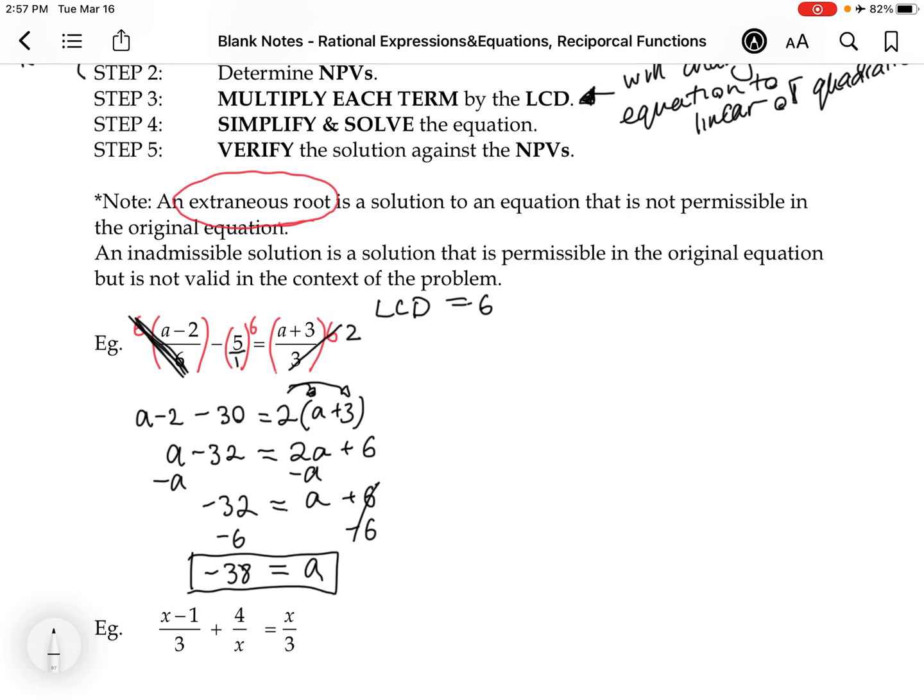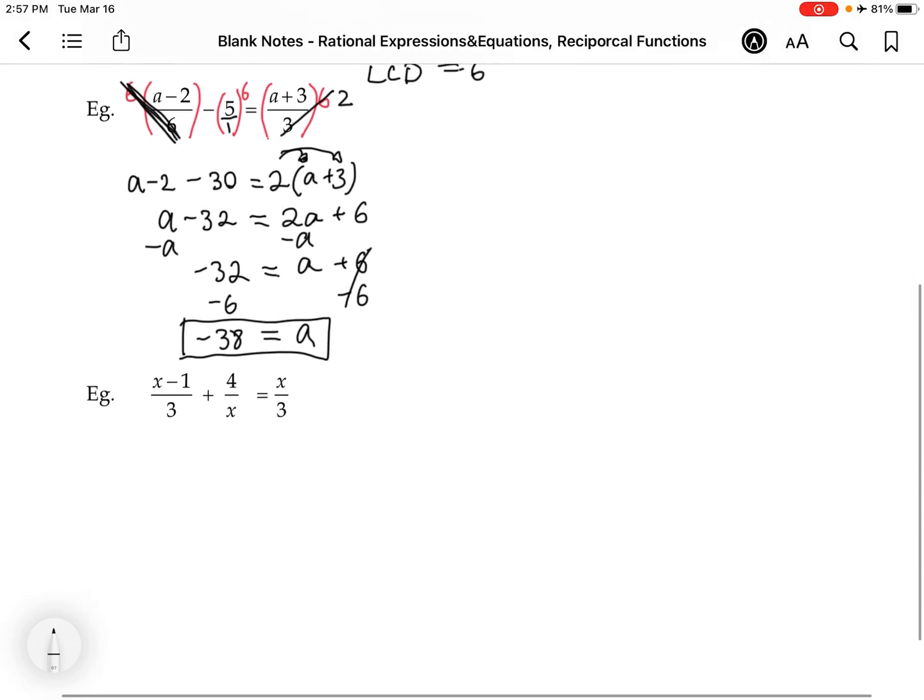Okay, so that was a simple example, and in fact, this one is not actually a rational equation, but it does show the process, okay? We didn't really have to take care of the non-permissible value though, and we didn't have to think about these extraneous roots. Okay, let's see what this would look like when we do have to think about non-permissible values and extraneous roots.